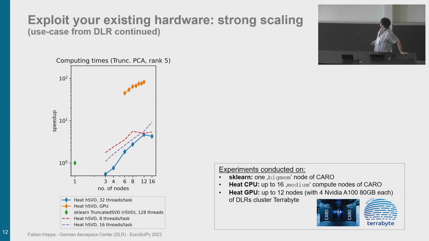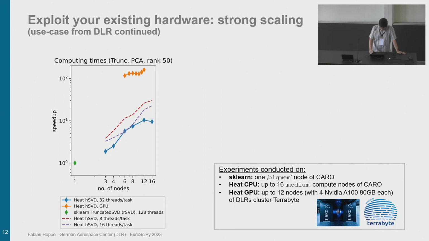As a reference, in green I have the scikit-learn truncated SVD. We have to watch out: it's not the same algorithm, so it's not really comparable here, but you can still see the scaling behavior. And you also have many possibilities to tune the performance, because as I already said, that's for different truncation ranks.